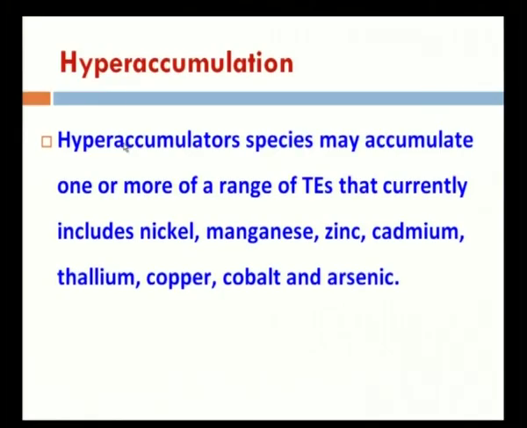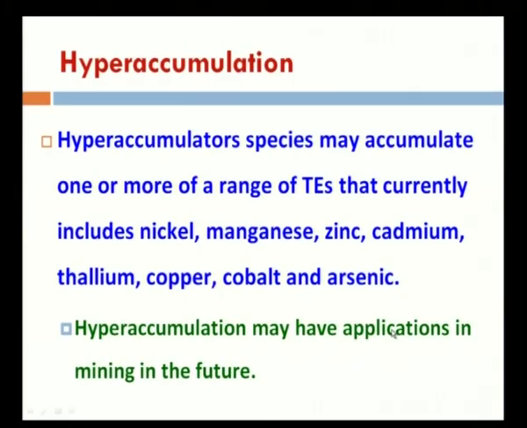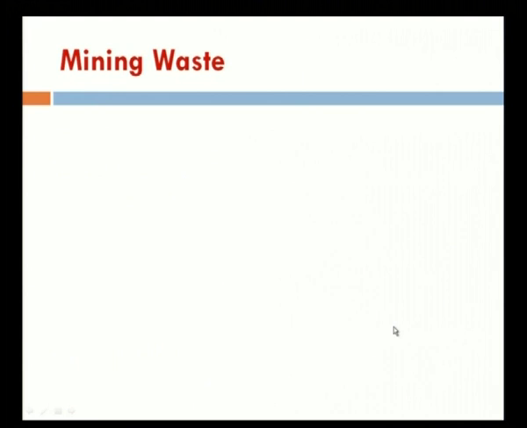And hyperaccumulator species may accumulate one or more of a range of trace elements that currently includes nickel, manganese, zinc, cadmium, thallium, copper, cobalt and arsenic. So, from plants they are transferred into the animals, and ultimately they reach human beings also. And hyperaccumulation may have applications in mining in the future also.